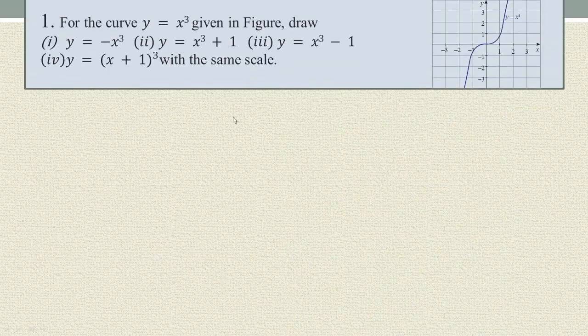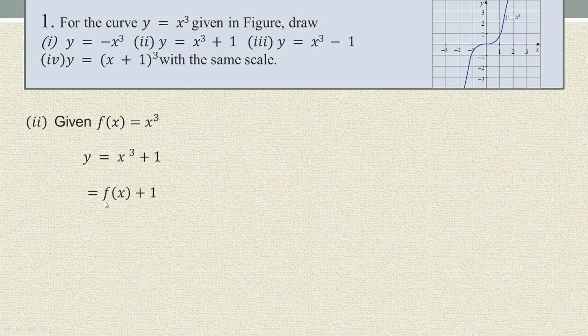Now the second subdivision, you have y is equal to x cube plus 1. Given f of x is equal to x cube, in the second one you have y is equal to x cube plus 1. So this is f of x plus 1. This will come under what? Translation. Translation means shifting left or right. So we need to check. For this you have f of x plus 1, which by the definition of translation causes the shift upward.